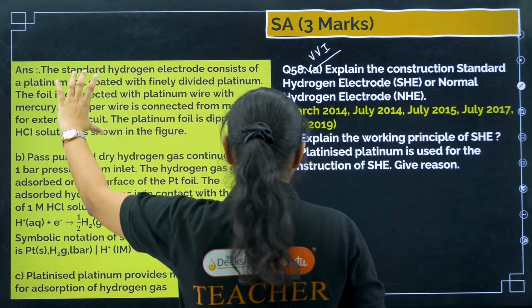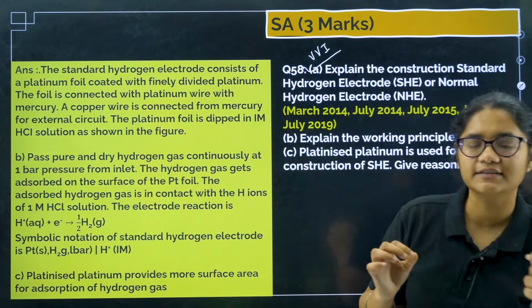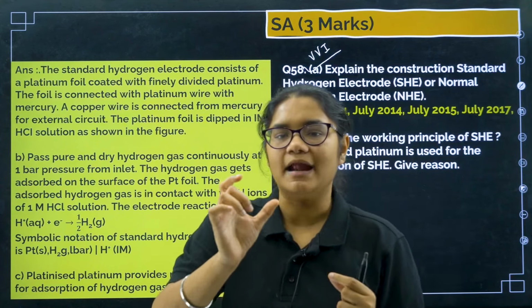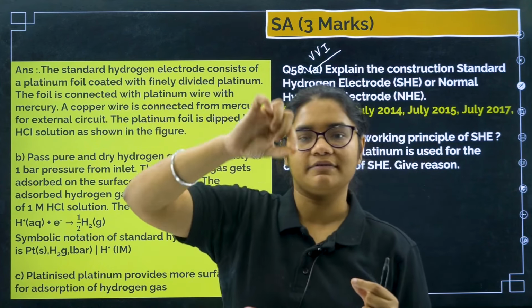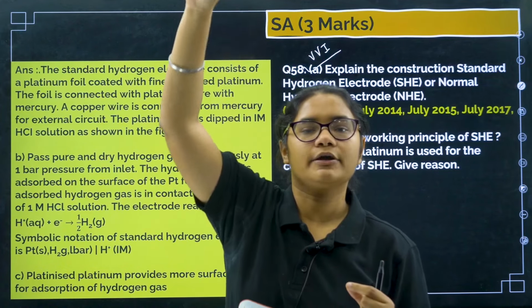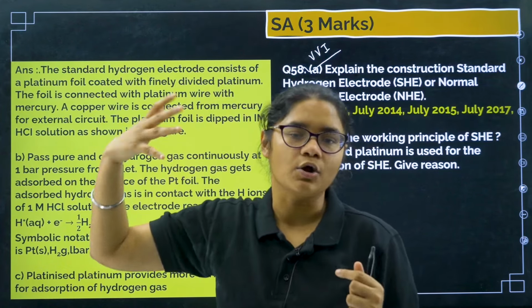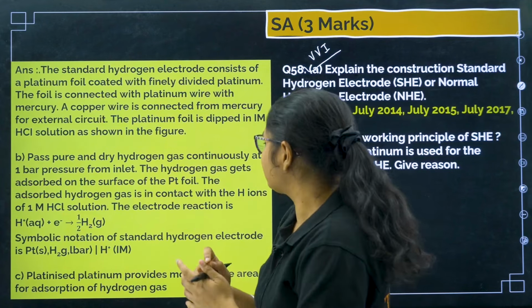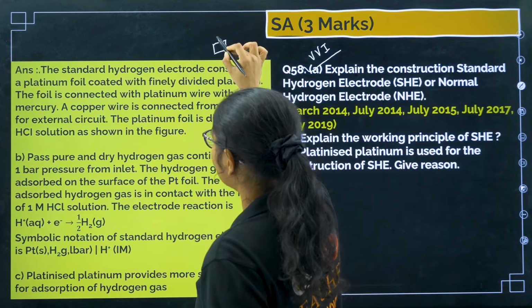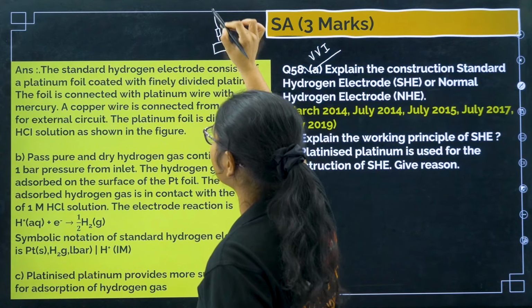So I can show you what is happening in the construction. You have a platinized platinum foil. That platinized foil is connected with a platinum wire. Platinum wire is connected to mercury. Mercury is connected to the copper wire. So just imagine, just see the diagram. You don't have to remember anything. You have platinized platinum, here you have platinum, here you have mercury, here you have copper.